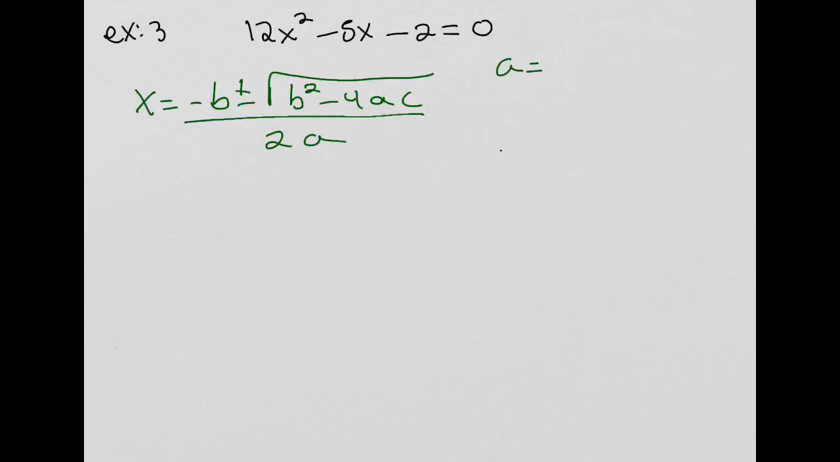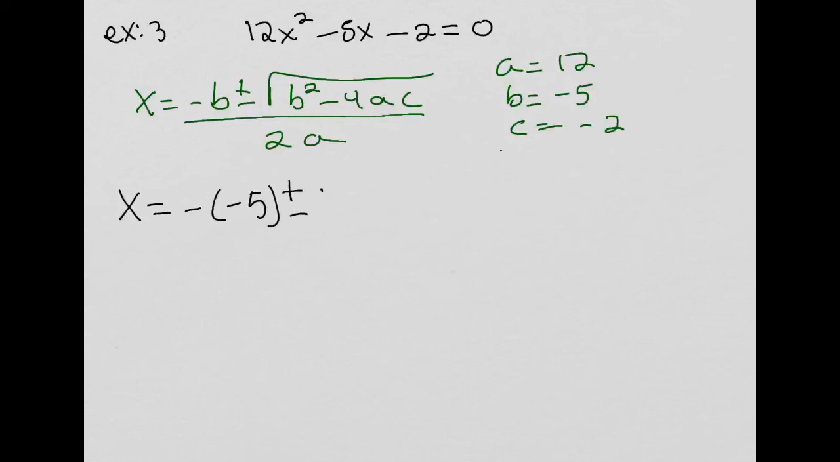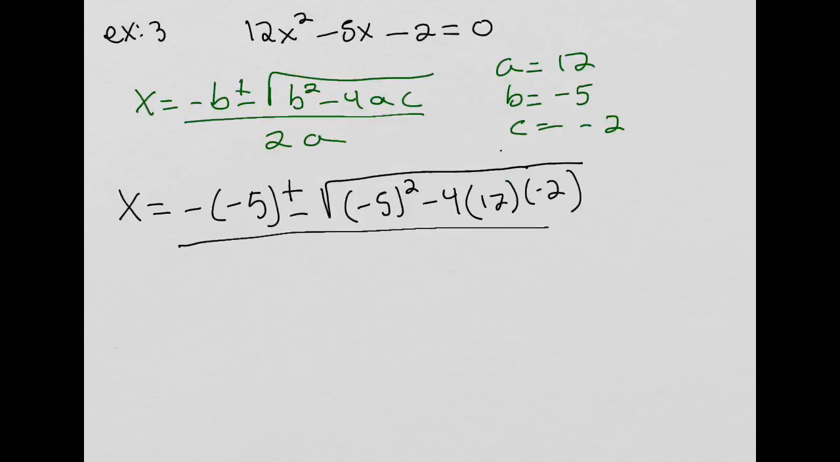I need to label my a, b, and c. A is 12, B is -5 and C is -2. I'm going to go ahead and substitute my values. Make sure you do this step by step. It is very easy to make a mistake, especially with the negatives, and we don't want to do that. This is a bit of a long formula, so it's good to take your time.